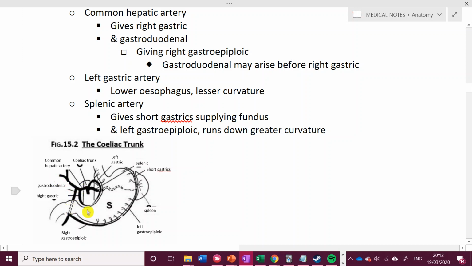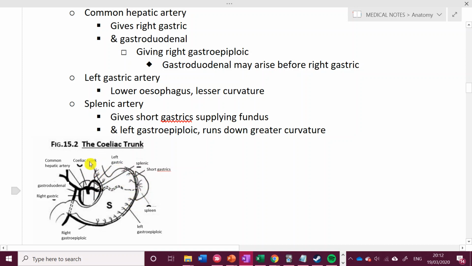Oh no, sorry, the right gastric and the gastroduodenal, but they can be switched. And the gastroduodenal gives off the right gastroepiploic, which comes up the greater curvature. Then the left gastric artery supplies the lower esophagus and the lesser curvature of the stomach. And then you have the splenic artery, which comes off the celiac trunk and goes behind the stomach. And it gives the short gastrics, which supply the fundus.